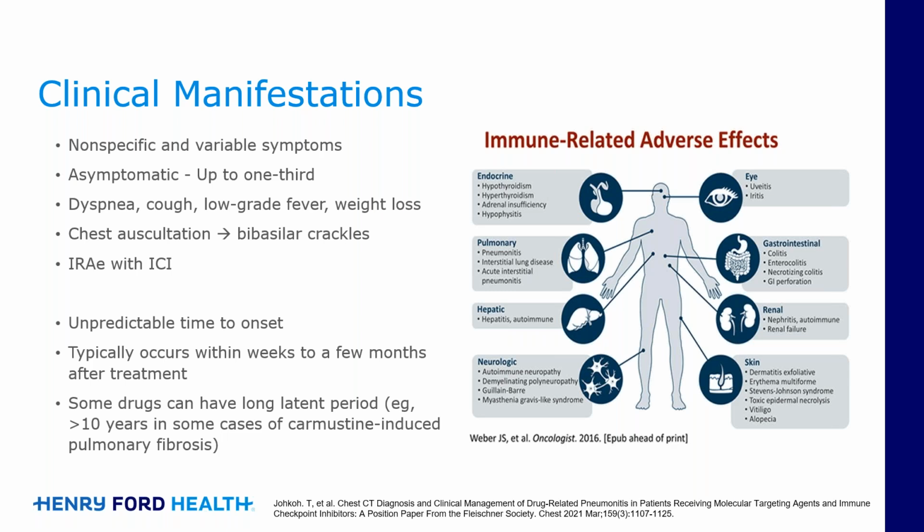Another important point about clinical manifestations is the time of onset can be very variable. Typically, we anticipate drug-induced ILD within weeks to a few months after starting treatment. But overall, in chemotherapy, sometimes there can be a very long latent period. In one of the older agents, carmustine-induced pulmonary fibrosis is actually seen even 10 years after administration of the medication.